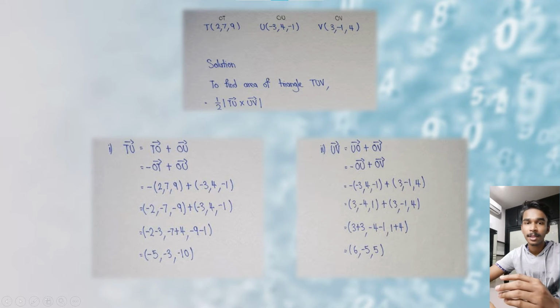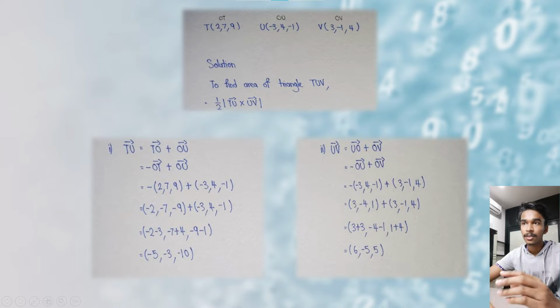Okay, the next step is to add the values from their respective unknowns. Now I will explain how this works. -2 on vector TO and -3 on vector OU represents I. -7 on vector TO and 4 on vector OU represents J. -9 on vector TO and -1 on vector OU represents K. Now we can just add the values from their respective unknowns. Once we did that, we can get the value of vector TU, which is -5, -3, and -10.